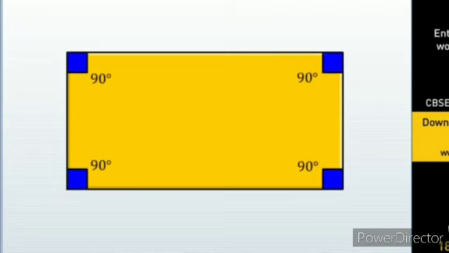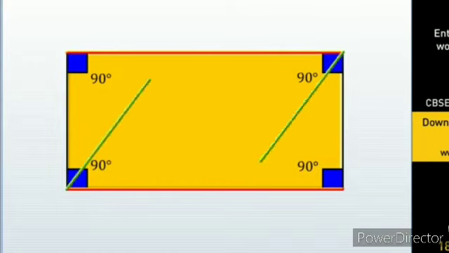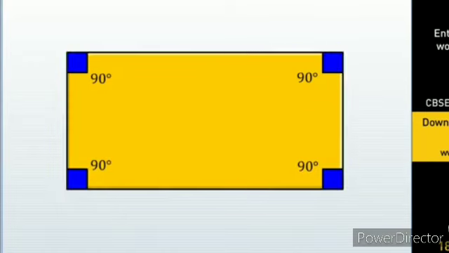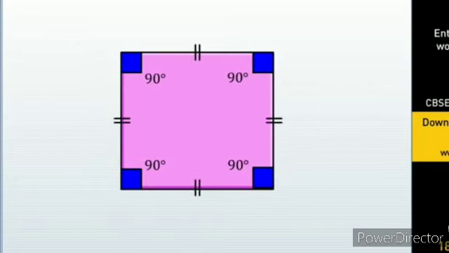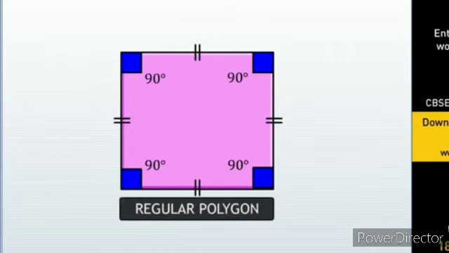For example, take a rectangle. Here, the interior angles are equiangular, but the sides are not equal to each other. Therefore, it is an irregular polygon, whereas a square with all sides and angles equal is a regular polygon.